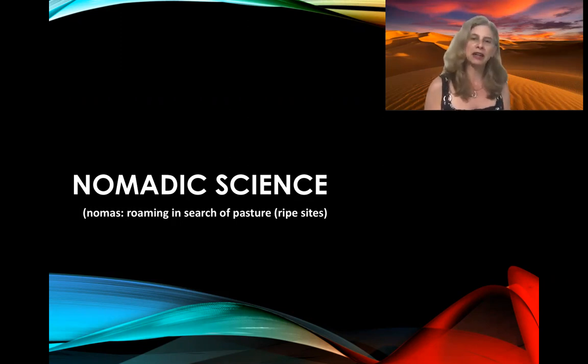So the word nomadic science, we can look at this as traced to the word nomad or nomas, which translates to roaming in search of pasture. And when we think of roaming in search of pasture, what do we mean? We mean sort of a looking for places that are ripe, sites that are ripe for us to engage with them. So what does it mean to have ripe sites, and how can we relate this back to design?